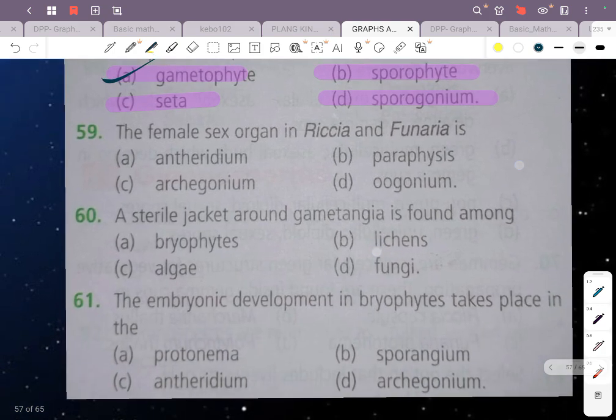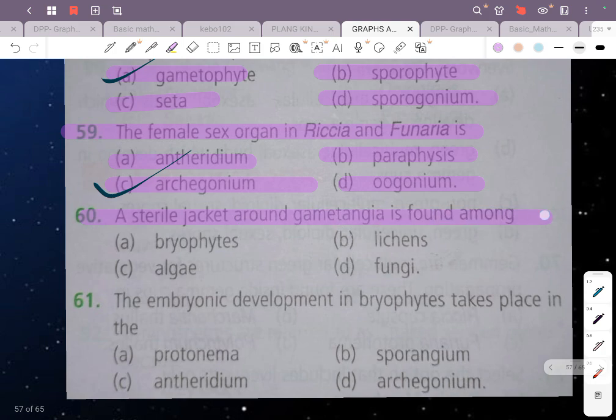Moving on to the next question. The next question that we can clearly see on our screen is, the female sex organ in Riccia and Funaria is? What do you think it is? Is it A, Antheridium? Is it B, Paraphysis? Is it C, Archegonium? Is it D, Oogonium? Now the female sex organ in bryophytes in general is the Archegonium. Okay, they're the first archegoniates, right?